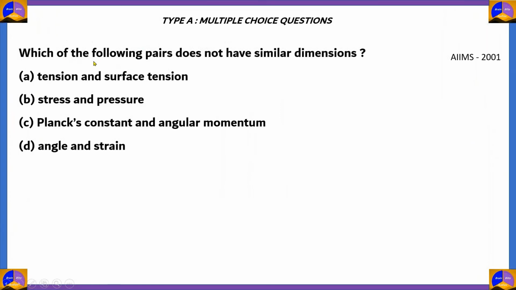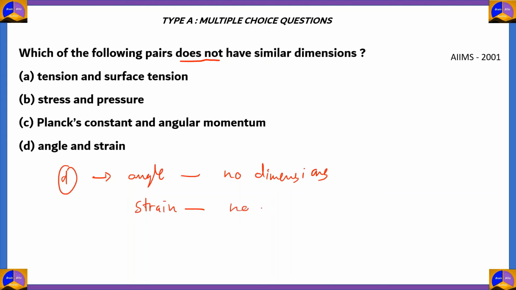Our next question. Which of the following pairs does not have similar dimensions? Tension and surface tension, stress and pressure, Planck's constant and angular momentum, angle and strain. Let's look at each of our options one by one. So angle has no dimensions. Similarly, strain also has no dimensions. So they are similar, which makes option D incorrect.